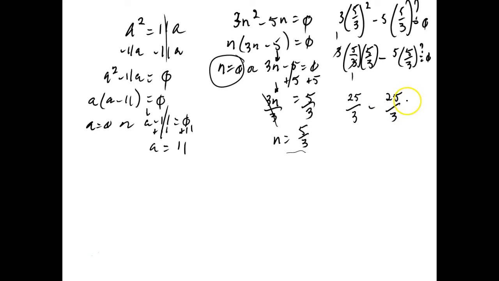25/3 minus 25/3, sure enough, is 0. So that was a little more work. Sometimes you might say, oh, that's not worth it, I don't want to mess with the fractions. Well, that's up to you.